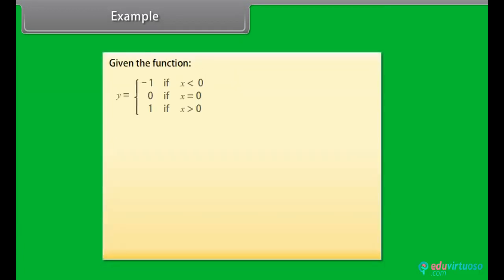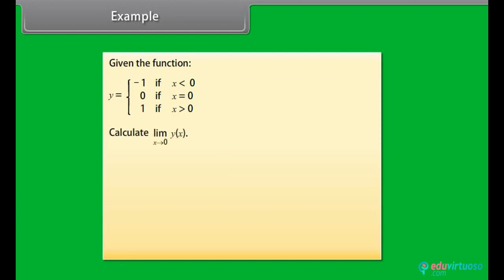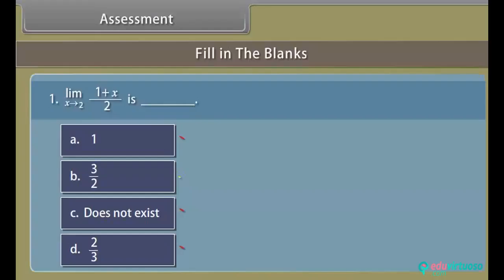Given the function y is equal to minus 1 if x less than 0, is equal to 0 if x equals 0, is equal to 1 if x greater than 0. Calculate limit x tends to 0 of y of x. Solution. Limit x tends to 0 minus of minus 1 is minus 1. Limit x tends to 0 plus of 1 is 1. The function has no limit at x is equal to 0.